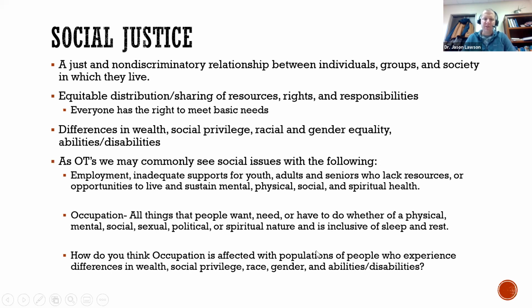So that's what we want people to be able to engage in, right? That contributes to overall health and wellness with their mental, physical, social, and spiritual health. So how do you think occupation is affected with certain populations of people? How do you think occupation is affected with populations of people who come from a lower socioeconomic status, who feel socially underprivileged, maybe because of race or gender inequalities, or maybe because of overall abilities or disabilities?